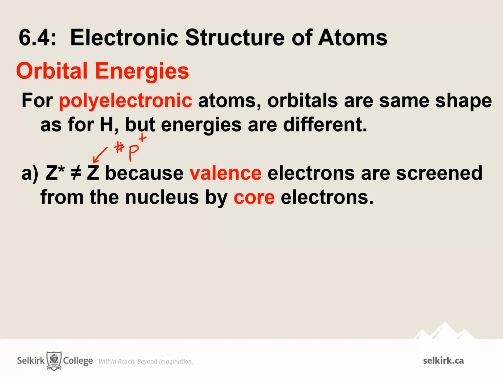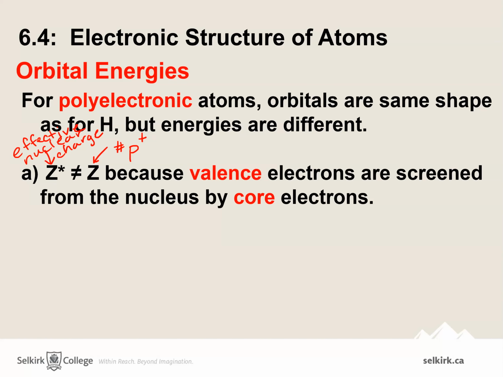But it's not even that straightforward, because the electrons don't all see the full positive charge on the nucleus, and that's why I've shown a different symbol here, a Z star, for the effective nuclear charge. The effective nuclear charge is the charge the electron feels, whereas the atomic number is the actual full positive charge. Why aren't they the same? Because valence electrons are screened from the nucleus by core electrons.